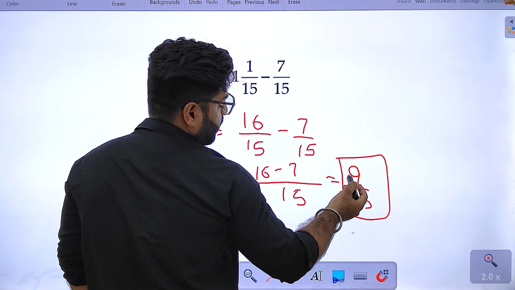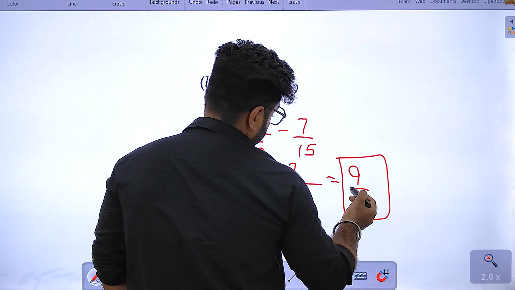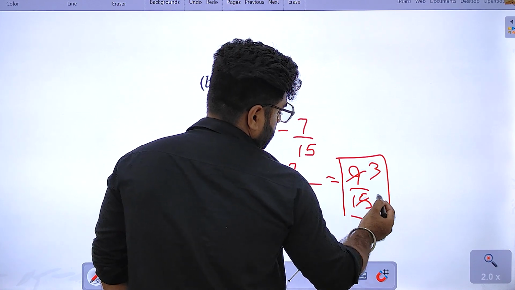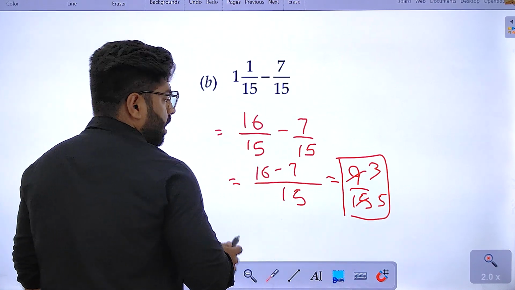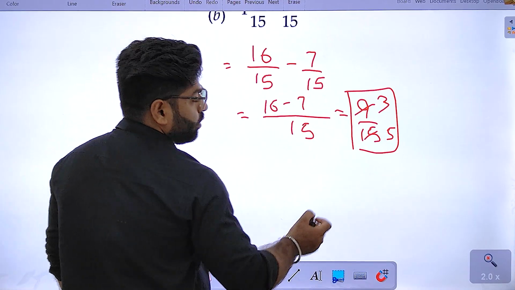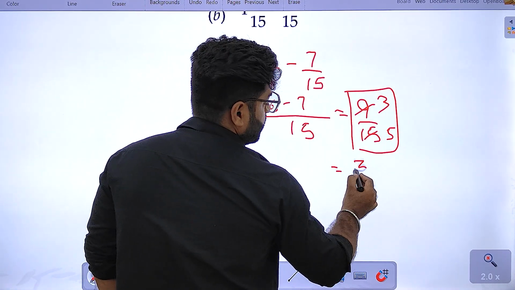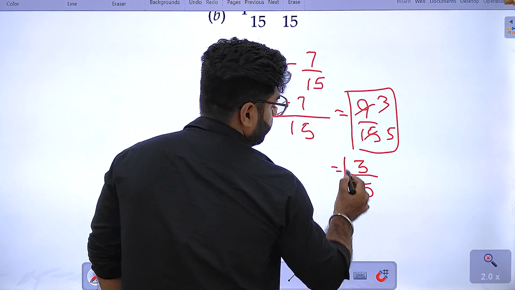If we are having any common factor, just like this, 3 is there, so we have to solve them in the lowest form. So our final answer is 3 by 5.